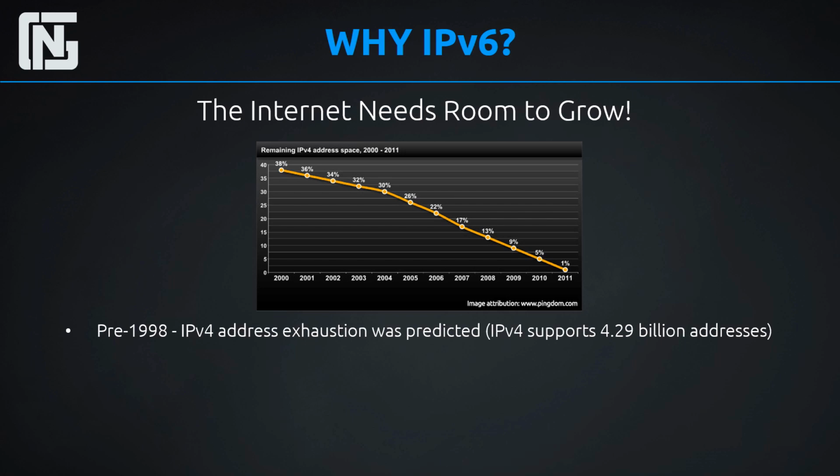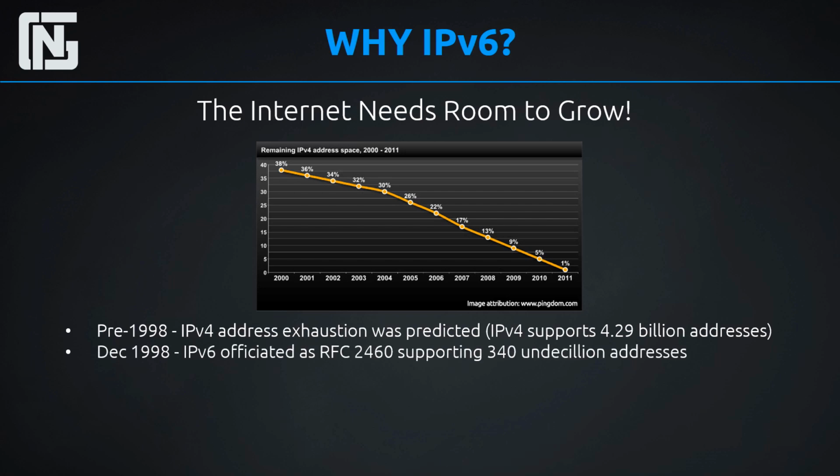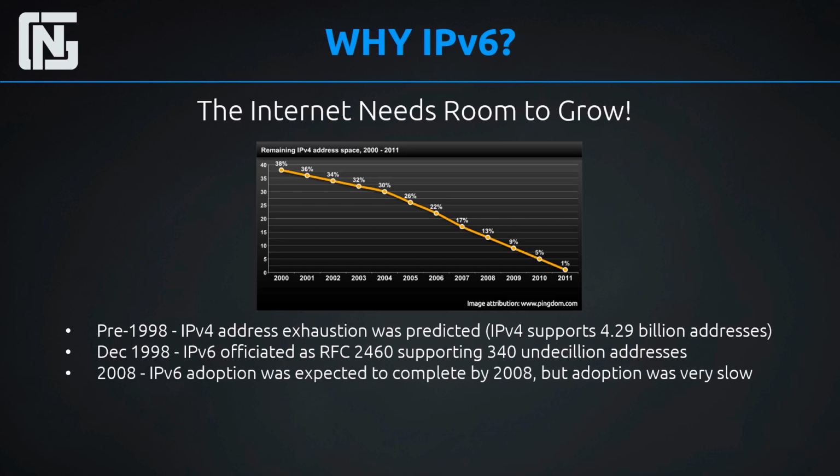So we did know this was going to happen, right? Pre-1998. So in around December 1998, we officially created the standard for IP version 6 under RFC 2460. And that can be found on the internet. You can read through that RFC if you wish. And then in 2008, we expected the IP version 6 adoption and transition to be complete. But we weren't anywhere close to that.